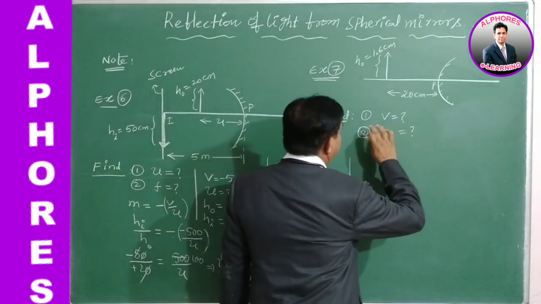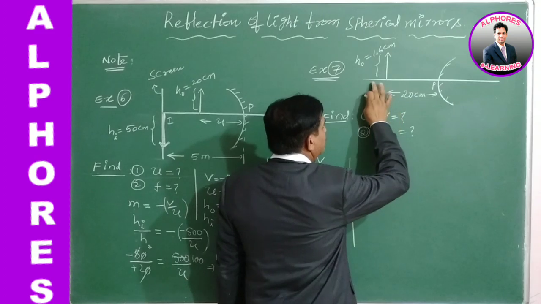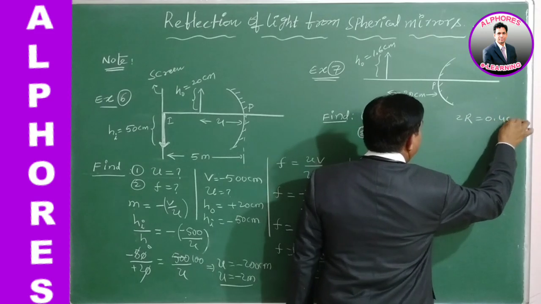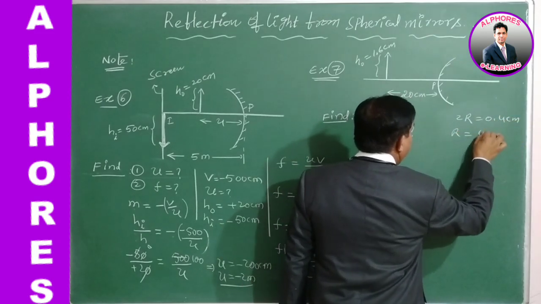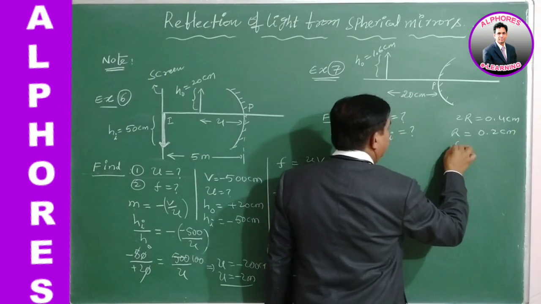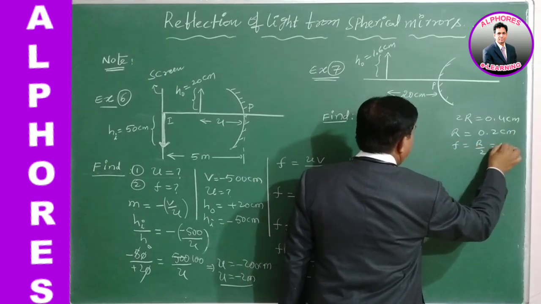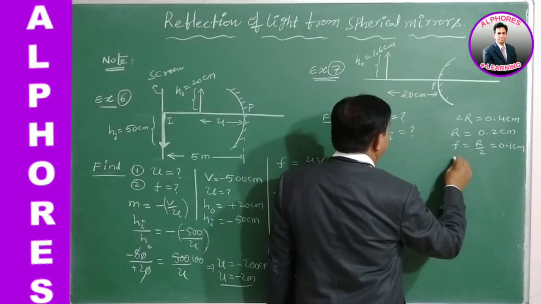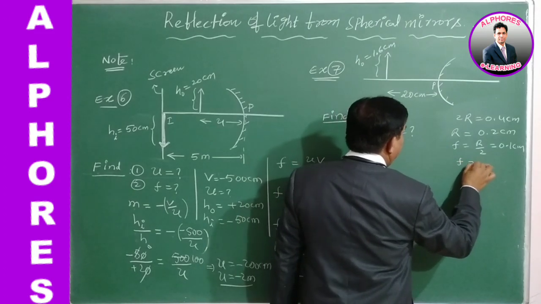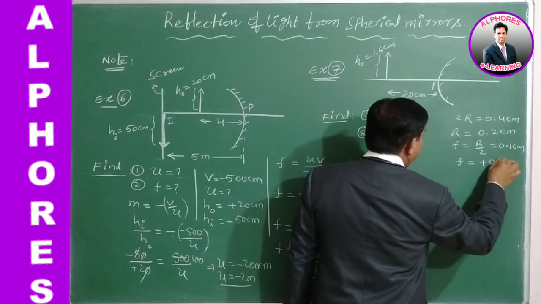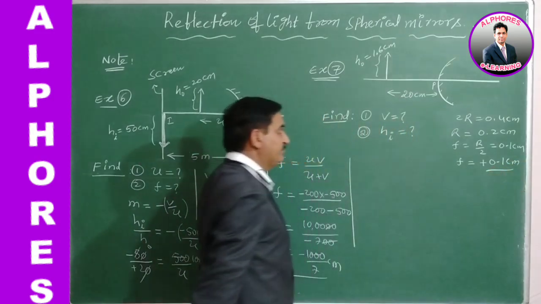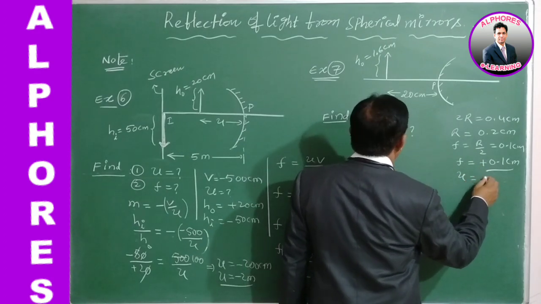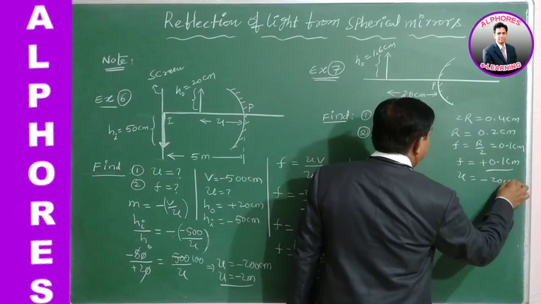See, in this case, for the image distance, what is given? h naught is given. Here 2r is equal to 0.4 centimeters, so r equals 0.2 centimeters, and focal length equals r by 2, which gives us 0.1 centimeter, because 0.2 by 2 is 0.1 centimeter. It is a convex mirror, therefore the focal length is taken to be positive. And the object distance, by sign convention, is minus 20 centimeters.